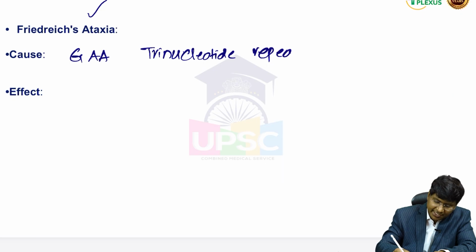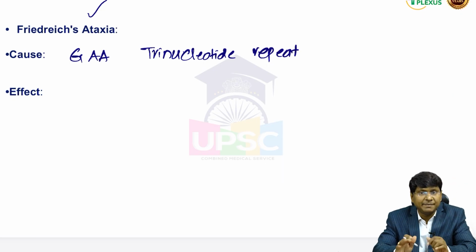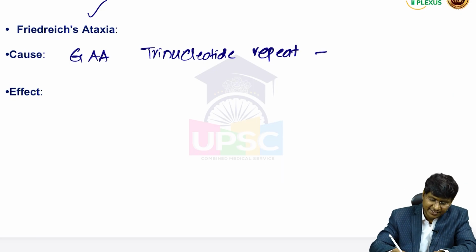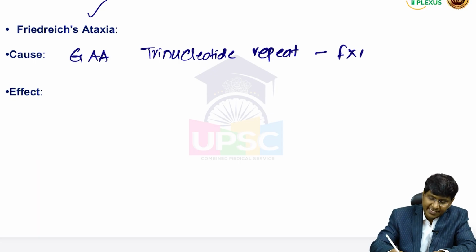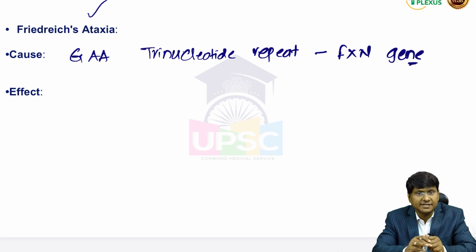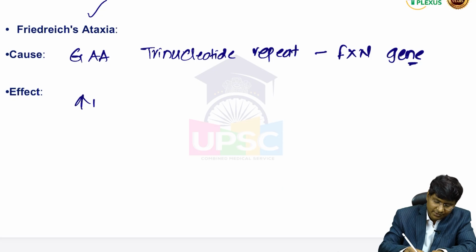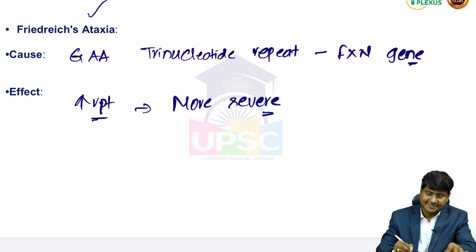Right, so GAA trinucleotide repeat expansion, and the gene that is defective in Friedreich's ataxia is the FXN gene. And what is the effect? The length of repeat expansion correlates with the severity of the disease. Okay, so the more the number of repeats, the more severe is the disease in Friedreich's ataxia.